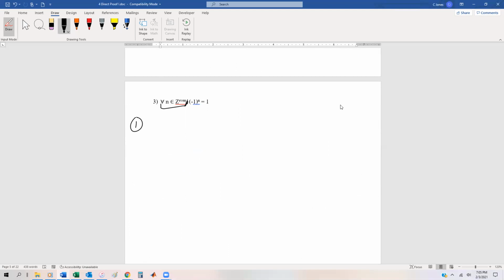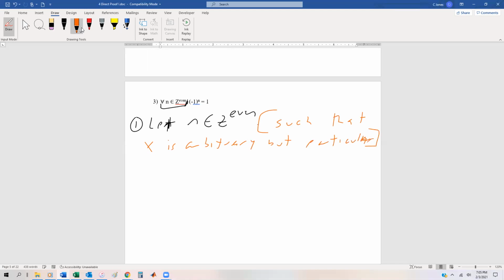All right, so anyhow, going back to this, we're going to start by defining n to be an even integer. Okay, so we're going to say, let n be an element of Z even. Okay, and we're going to say, of course, such that, and I'm going to put this in orange just because it's not necessary, but at least in my class, so such that x is arbitrary but particular. All right, we can just assume that. All right, we're not working with multi-dimensional sorts of even vector spaces or anything like that. By definition of even, we know that n is going to be equal to 2k, where k is an element of the integers.